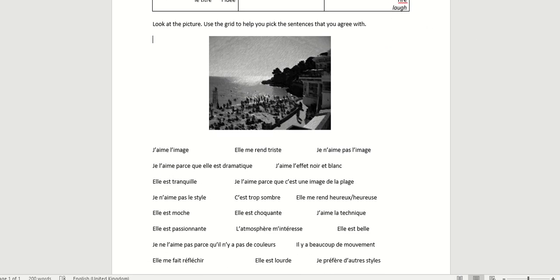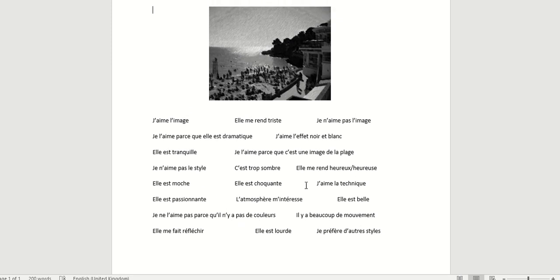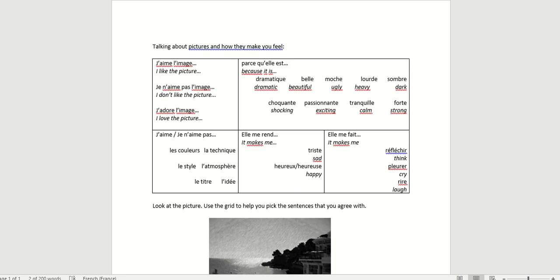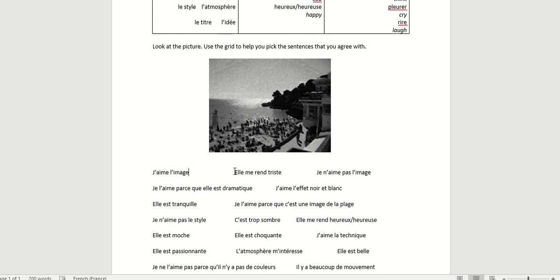And here, just to get a bit more done, are some more sentences. You can possibly work them out. J'aime l'image, you might remember it means I like the image, or you might want to check in this grid. Oh yeah, I like the picture, it's the first thing it says. I've remembered that, well done me. And then you can tick it or cross it.